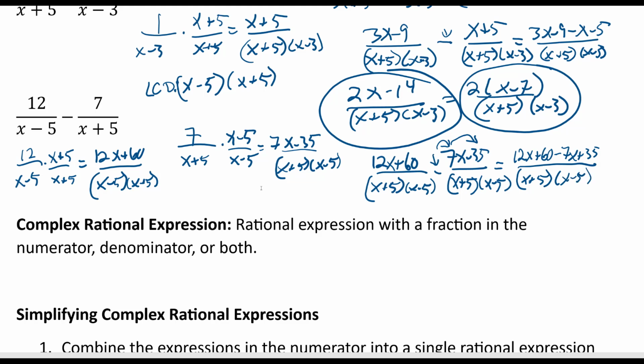And 12x minus 7x is 5x. 60 and 35 is 95 over x plus 5 times x minus 5. And you could factor out a 5. It would be 5 times x plus 19, but it's not going to take us anywhere, so take that answer.